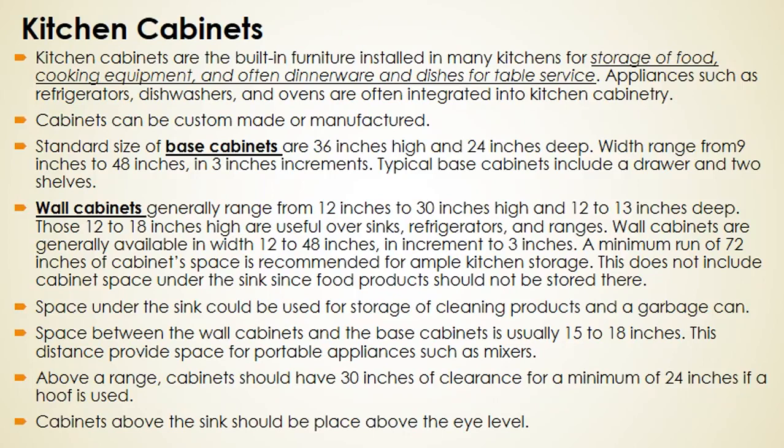Above a range, cabinets should have 30 inches of clearance, or a minimum of 24 inches if a hood is used. Cabinets above the sink should be placed above eye level.